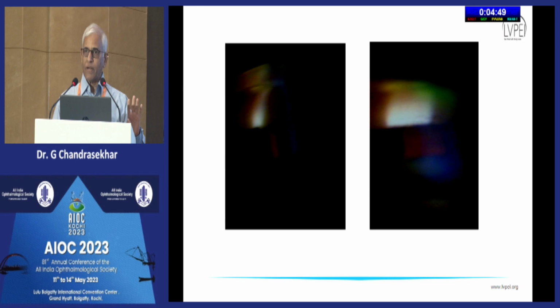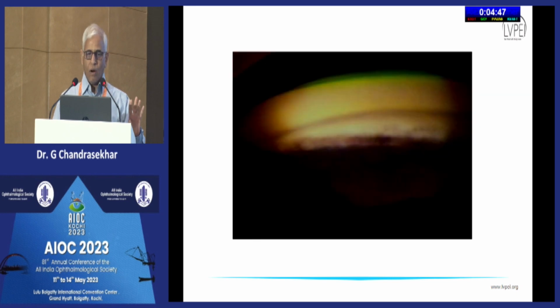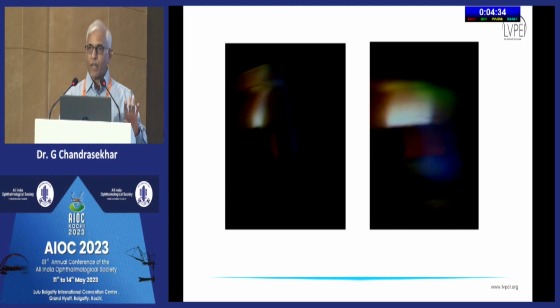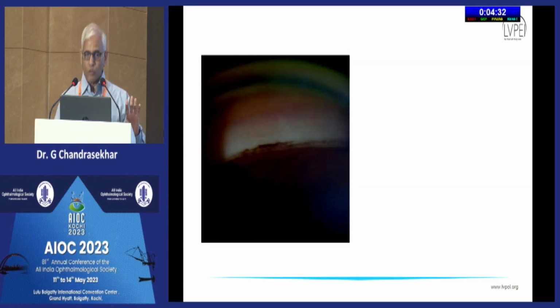Here is an example of an occludable angle. On indentation it opens up, with blotchy pigment that is indicative of angle closure. So if you are doing only indentation and don't pay attention to the blotchy pigment, you will probably end up treating this as open angle glaucoma while the patient has primary angle closure.